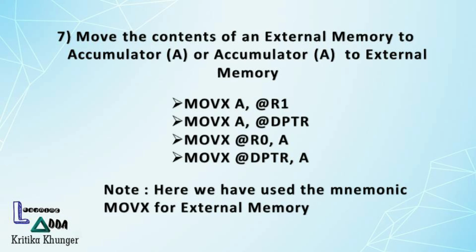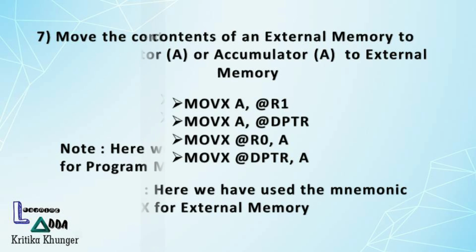The first example is MOVX A, @R1. We are moving the content of the memory location pointed to by R1 to the accumulator. MOVX A, @DPTR, we are moving the content of the memory location pointed to by DPTR to A. MOVX @R0, A, we are moving the content of the accumulator to the memory location pointed to by R0. And MOVX @DPTR, A. These are some of the examples when we use the external memory.